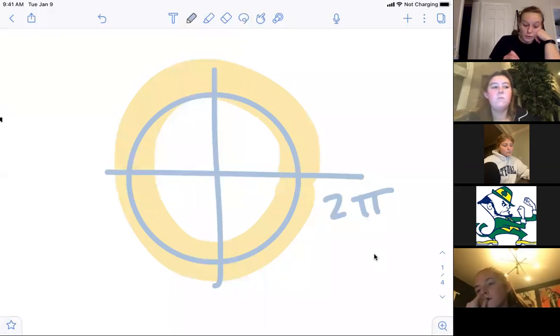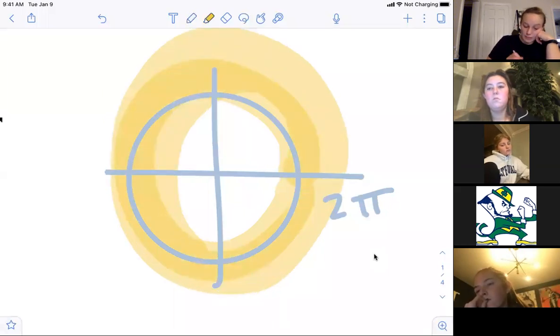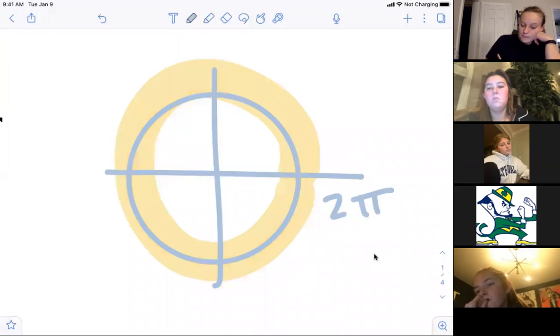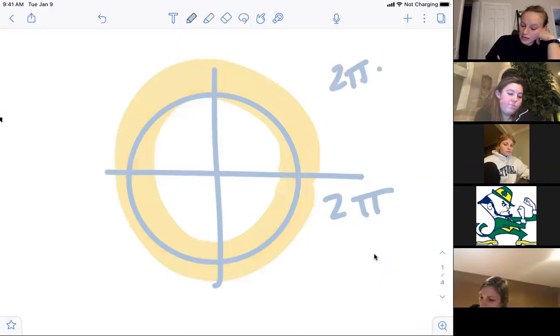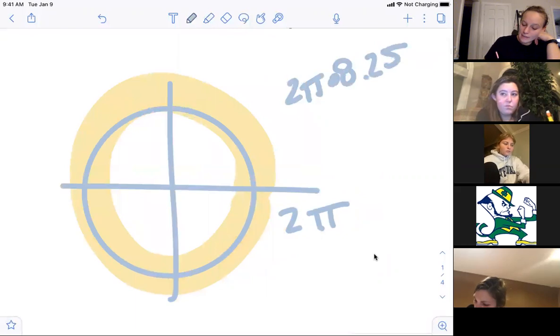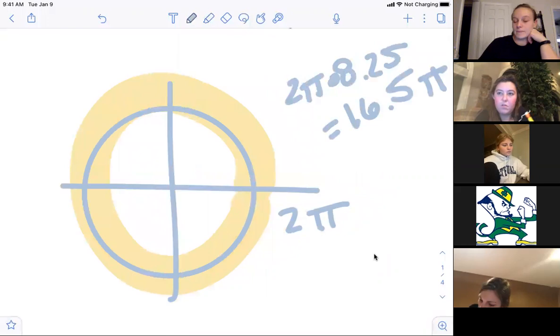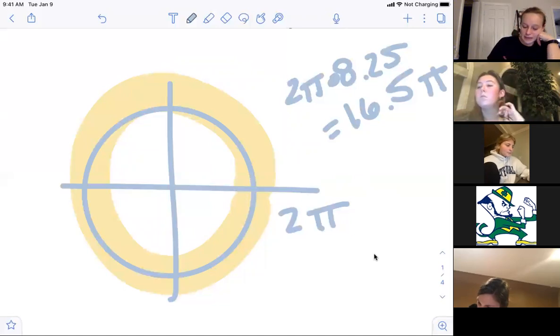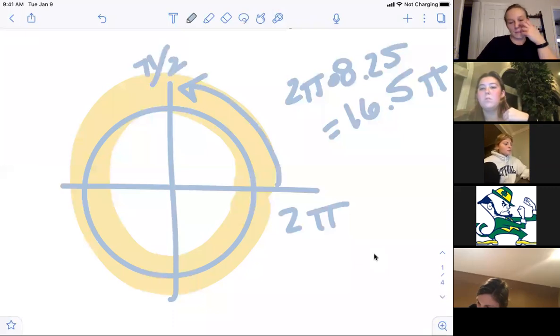So we want to go around 8.25 times. You can just count if you want to. That was one time, this is a second time, that's a third time, and so on. Or we can think of it as just 2 pi times how many rotations we're doing, which is 8.25. So 2 pi times 8.25, I believe, is going to be 16.5 pi. And the reason it's a 0.5 is because a quarter of the circle goes to 1/2 pi.